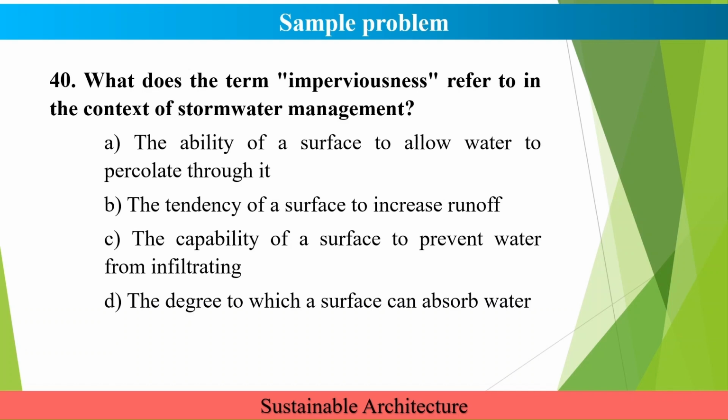Can we say B and C are correct? Yeah, B and C are correct, but C is more or less the effect it will cause afterwards. The term imperviousness means it is not allowing the water to pass through, or it is preventing water from infiltrating. Then it will later on cause the high runoff. Is it clear now?